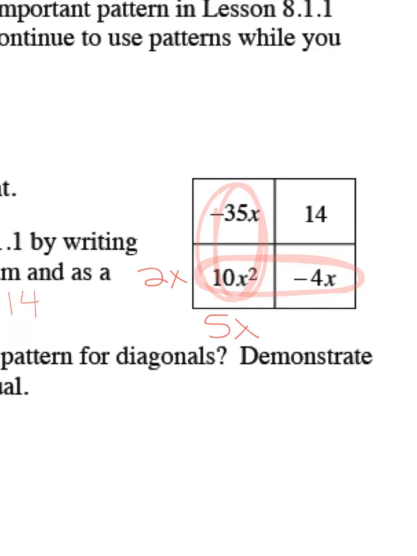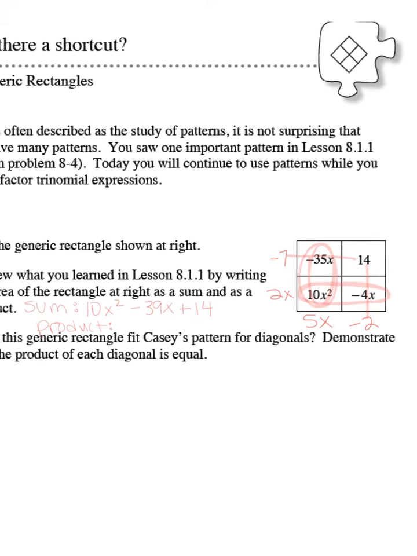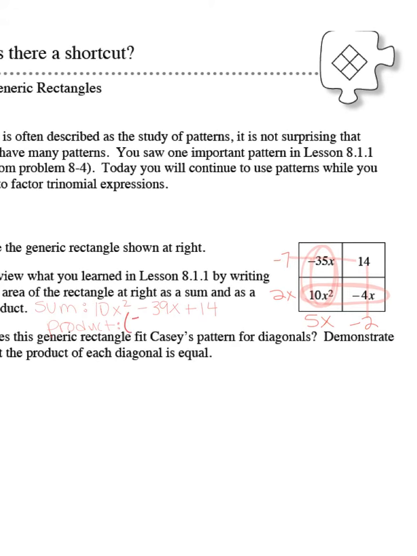Now we can finish the rest of the rectangle. The 5x would need to multiply by negative 7 to make negative 35x. And then along the bottom, 2x multiplied by negative 2 would make negative 4x. And we can check that negative 7 times negative 2 would make positive 14. So to write this as a product, we just write those outside length and width in parentheses. We'd have a 5x minus 2 and a 2x minus 7. And the order does not matter.